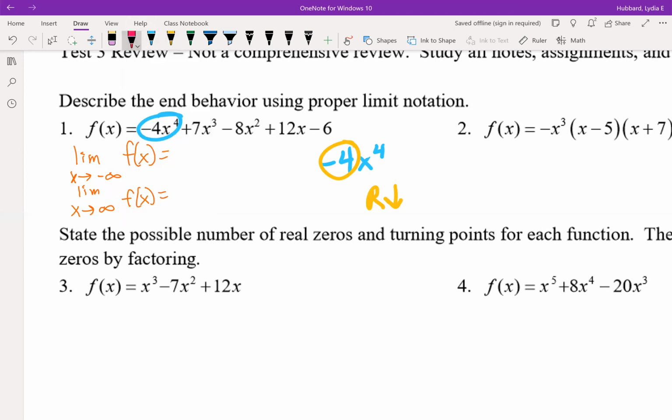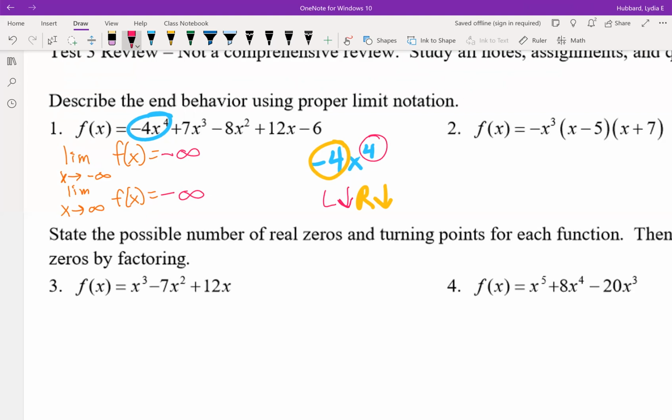And the fact that the degree is even tells us that our left side is going to match our right. So our left side is also going down. That means for this first limit notation, f of x is approaching negative infinity, because that's what it means to be going down. And for this second one, which is our right side, that's also approaching negative infinity because the right side is also going down. So that is how we would denote that.